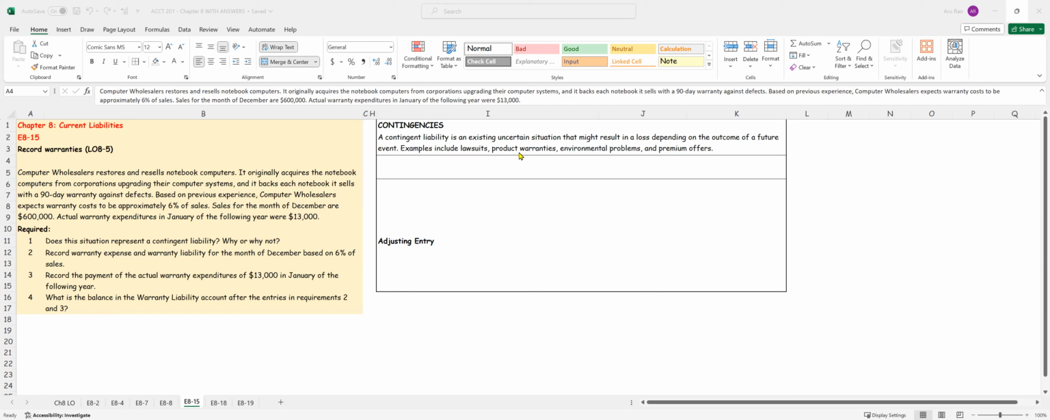Product warranty. Anytime you sell a product with a warranty, you assume the risk that the item is going to come back to you. You either need to replace it or fix it. You're going to spend some monies or give up some products without getting cash. Environmental problems, these are a big item these days. Premiums offered is basically talking about coupons.